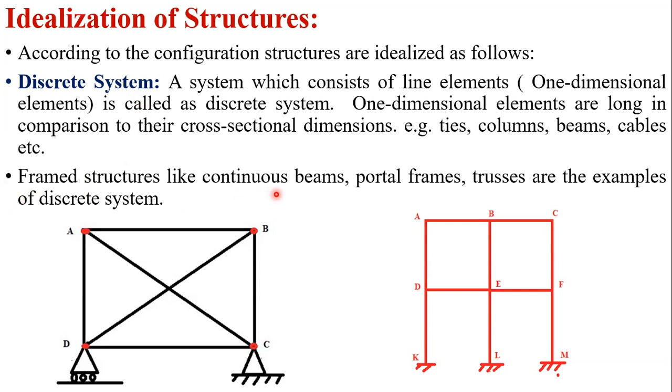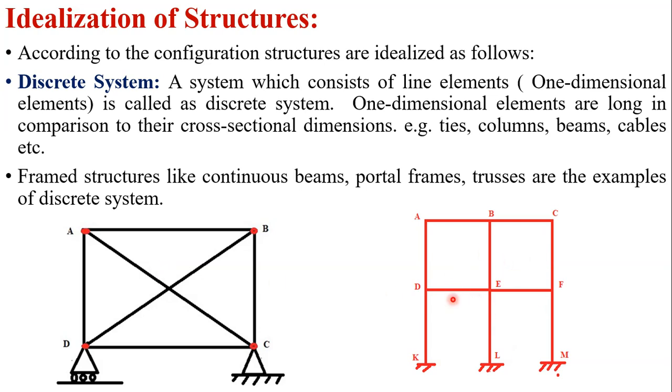Frame structures like continuous beam, portal frame, and trusses are examples of discrete systems. Why is a truss called a discrete system? Because it consists of line elements or one-dimensional elements. So AB is a member having considerable length but having negligible cross-sectional area, or the cross-sectional dimensions are small as compared to its length, hence it is called a line element. So this particular structure consists of different line elements or one-dimensional elements, and hence this structure, that is this truss, can be called a discrete system.